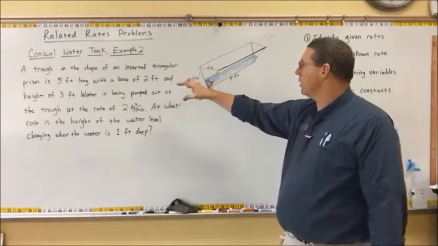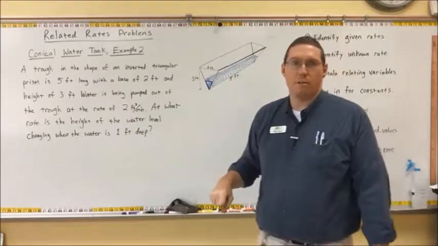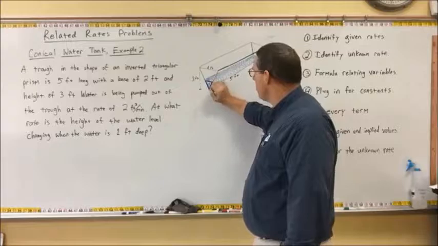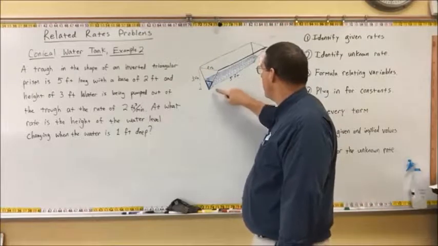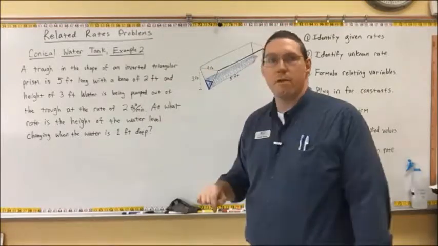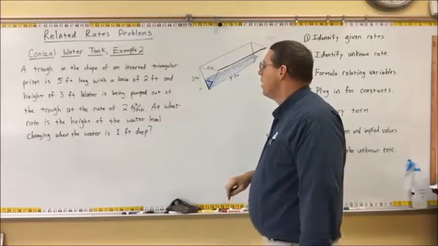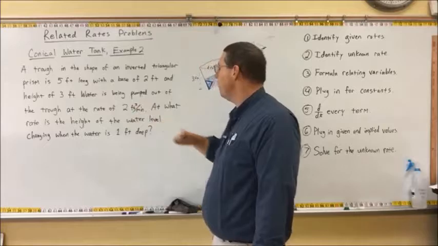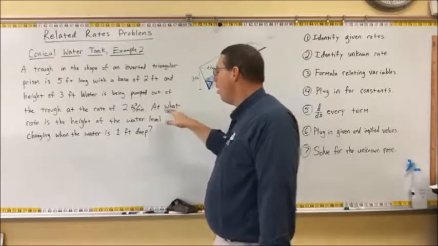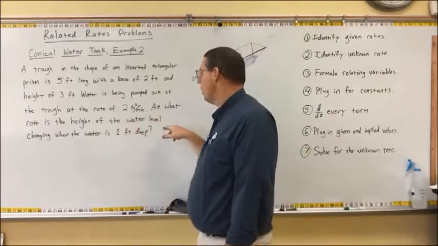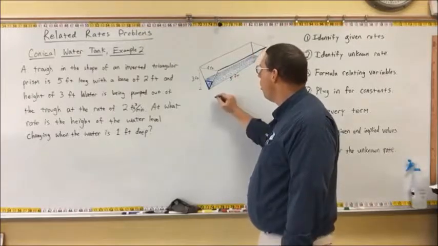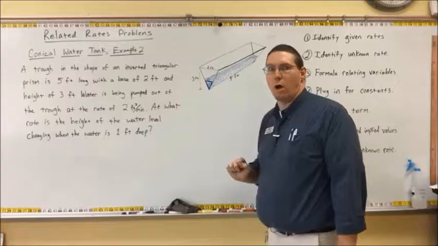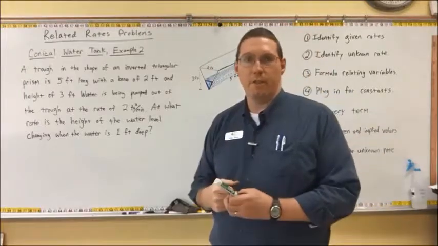This is an isosceles triangle. So the height of the triangle is 3 feet, and the base of the triangle is 2 feet, and the length of the prism is 5 feet. Okay? Water is being pumped out of the trough at the rate of 2 cubic feet per minute. And at what rate is the height of the water level changing when the water is 1 foot deep? So when there's only 1 foot of water in the trough.